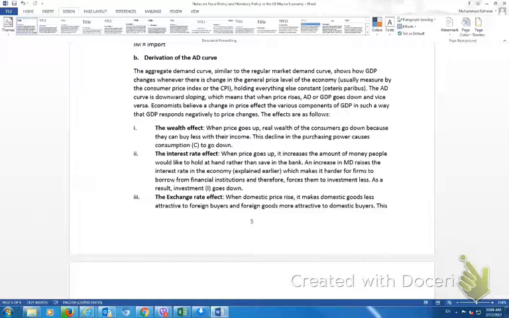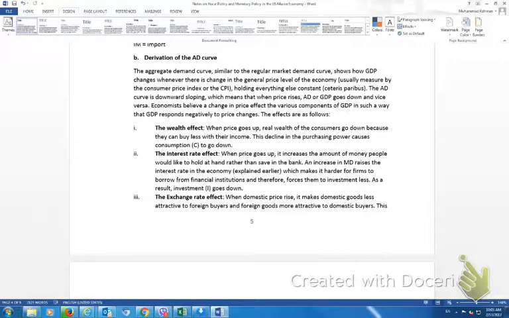The next one is probably the most important reason why an increase in price causes aggregate demand to go down, and vice versa. Imagine the price of the overall market or economy going up. By the way, the price of the overall economy is usually measured by consumer price index. Sometimes we also use something called GDP deflator.